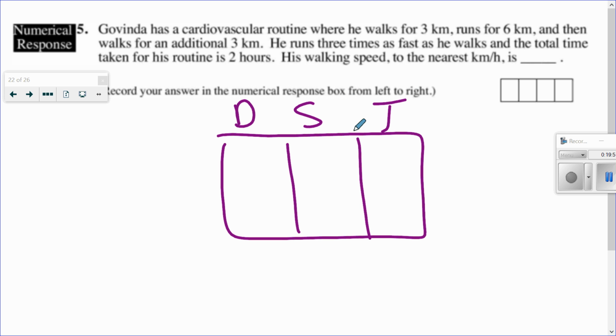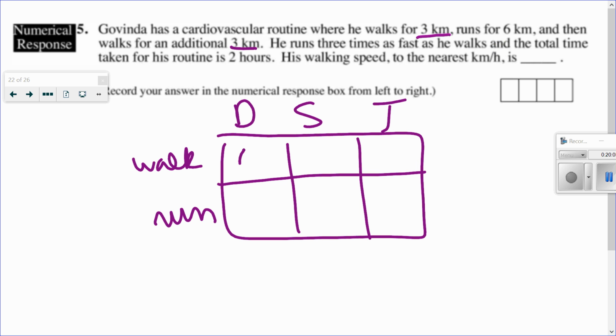And he is walking and he is running. Okay, so remember with these tables, you fill, and calculate. So when he's walking, he walks for 3K and then another 3K, so a total of 6. He runs for 6K. His running speed is 3 times his walking speed. He runs 3 times as fast as he walks. So since I'm comparing running to walking, I'm going to make my walking speed my variable, and my running speed will be 3 times as much, or 3 times x.